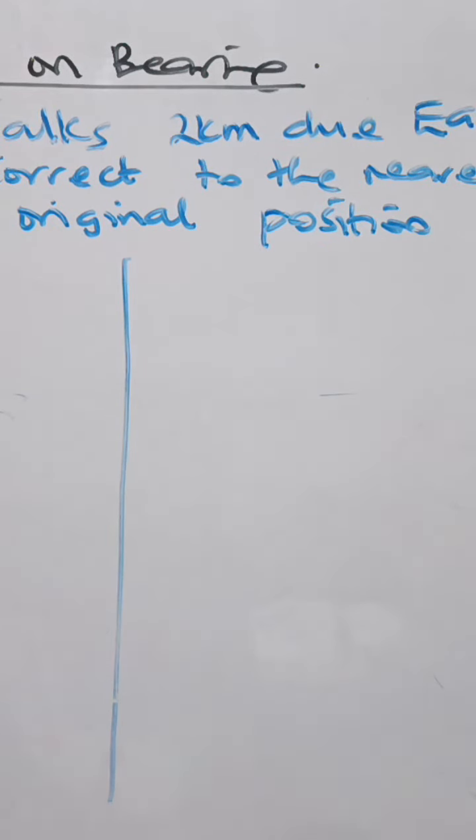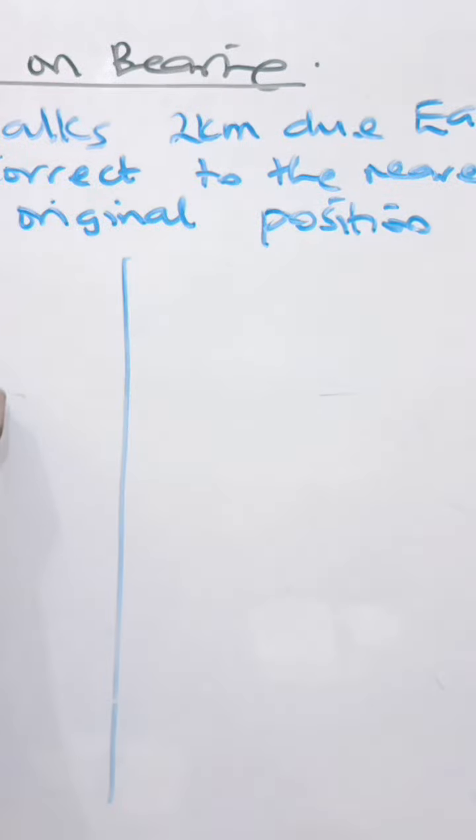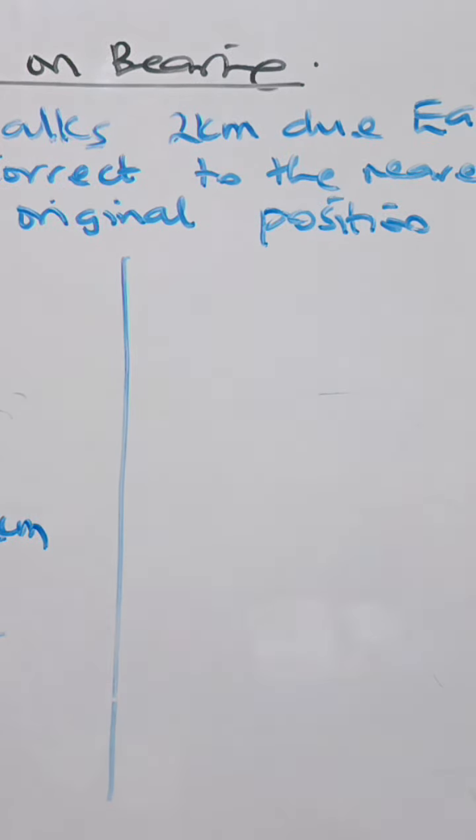Okay? That's 2 kilometers. And then 4 kilometers due south. On getting to this point, this is now south. The man decided to walk 4 kilometers due south to this point. The question now says, find, correct to the nearest degree, its bearing from its original position. That is, on getting to this point, we want to find its bearing from this initial original position.